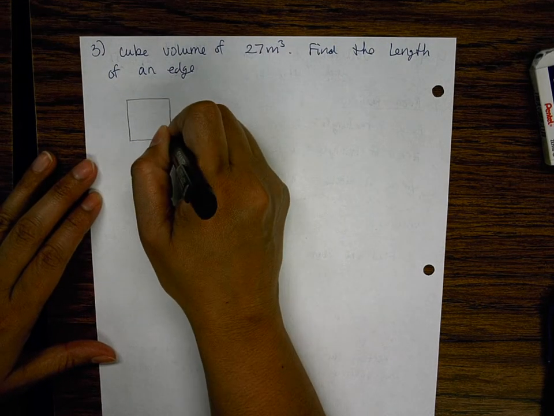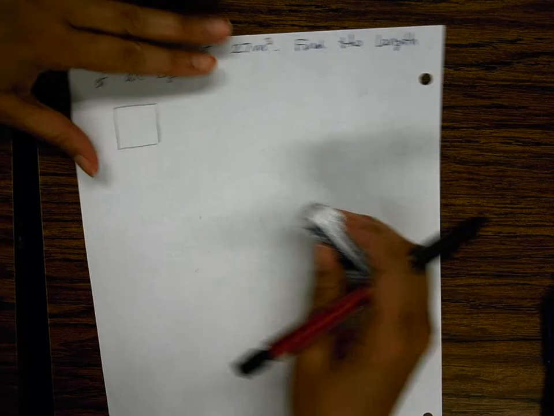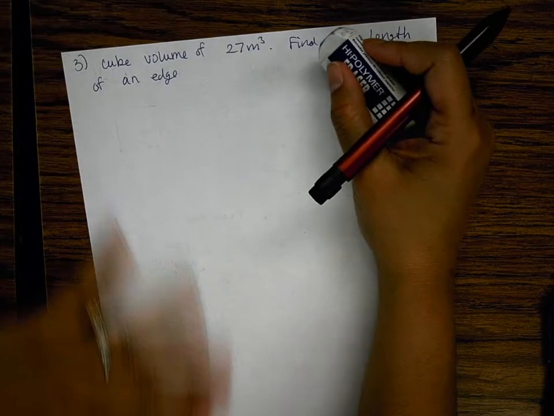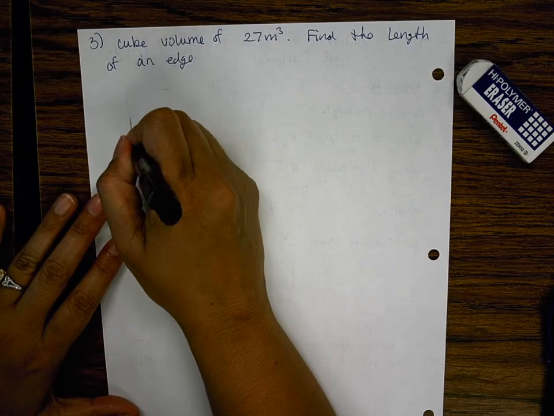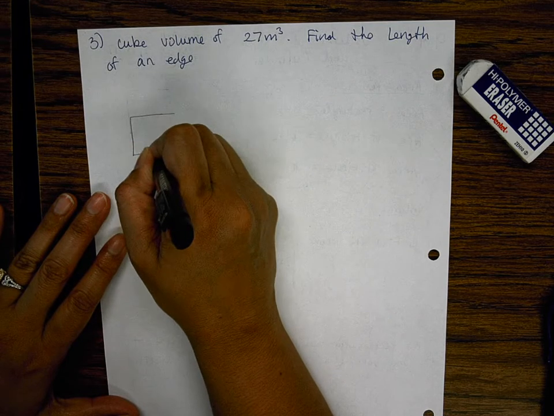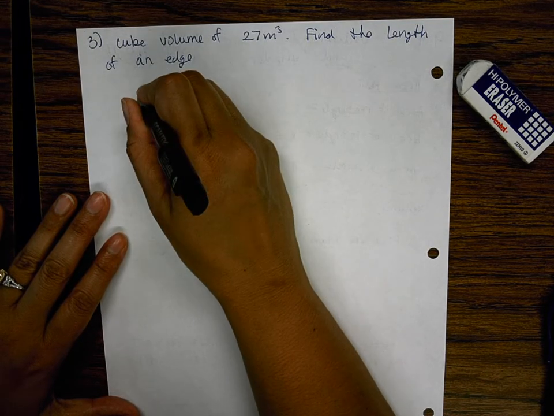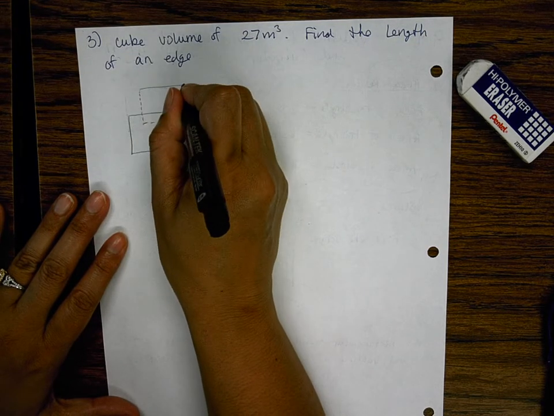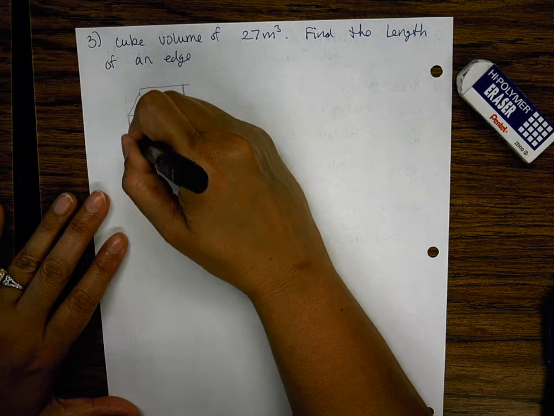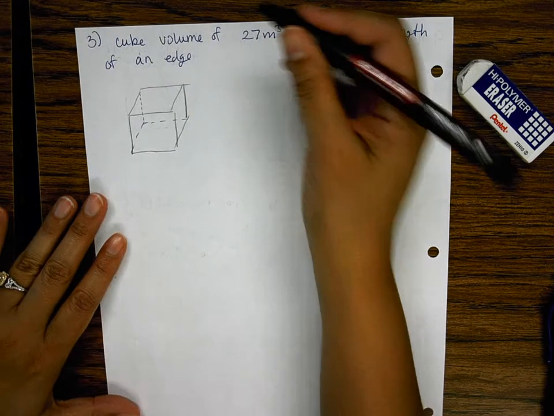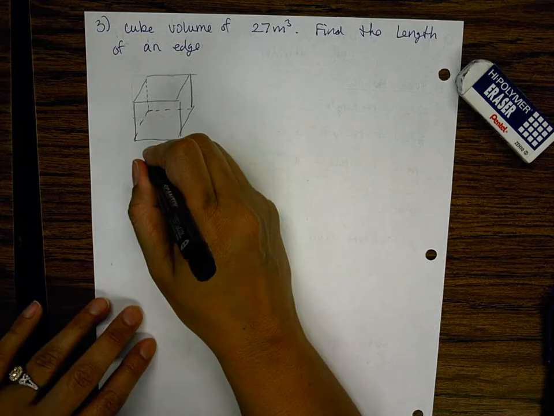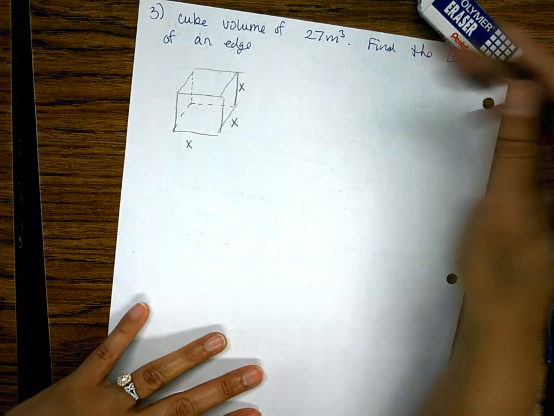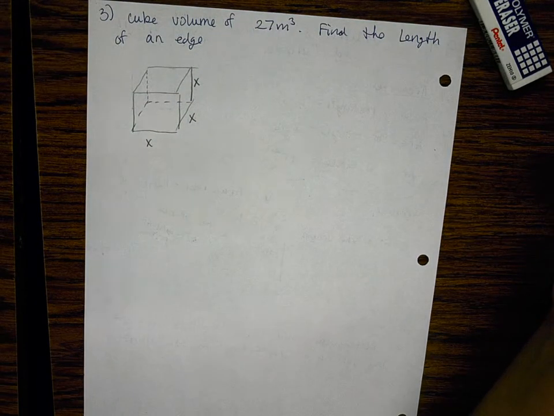Now, it says it is a cube. Now, a cube means it's a square made into a three-dimensional prism, a square-based prism, which means the length, the width, and the height are all the same. So let's go ahead and draw our square in the front, square in the back, and connect, connect, connect, connect. Okay, so because it's a cube, that means the length, the width, and the height are all the same. So I'm just going to put X's for all of them.